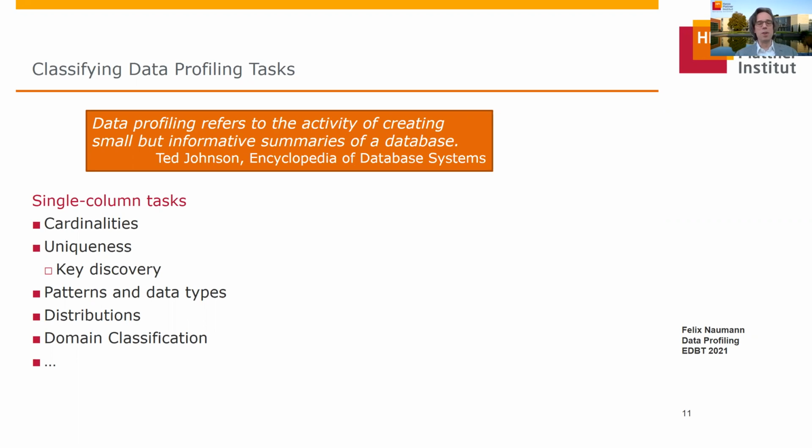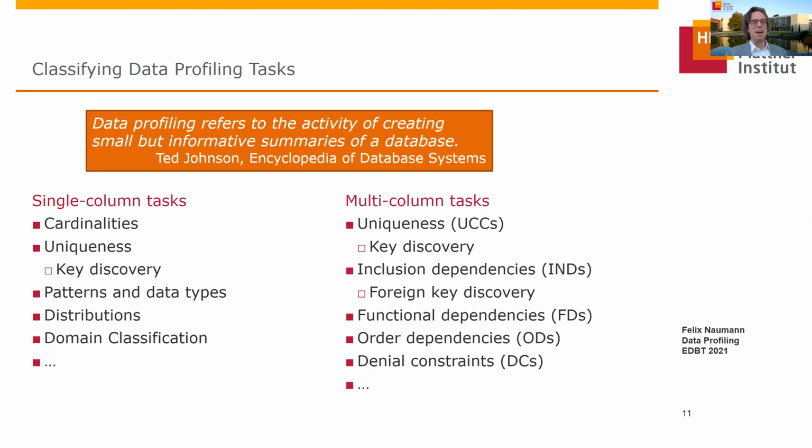What is a little bit more interesting, or much more interesting if you ask me, are those multi-column tasks where I look for properties that hold over combinations of columns. Why are they more interesting? They're more expressive, and they're also more difficult to discover. So we're looking for key candidates, inclusion dependencies, functional dependencies, order dependencies, denial constraints, et cetera, all these nice complicated beasts that we would like to know about and then drive our applications later on. Okay, so this is what we want to do.